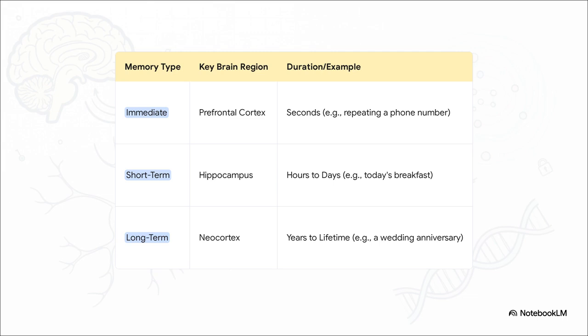Next is short-term memory. This can stick around for hours or maybe even a couple of days, like remembering what you had for breakfast. This process requires some initial storage in a structure called the hippocampus. And finally, we have long-term memory. This is the big one. This is when information gets transferred to the neocortex for permanent storage, and it can last for years or even a lifetime. Now, what's really key here is that even though the storage locations are different, that prefrontal cortex acts like the conductor of the orchestra, coordinating the retrieval process for all of them.